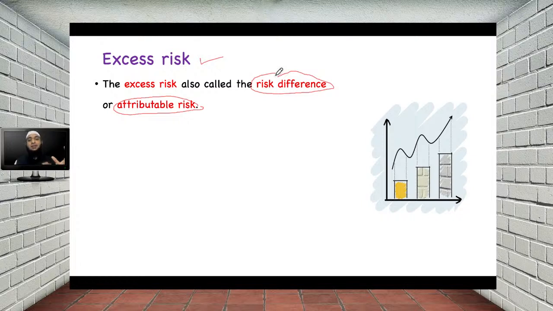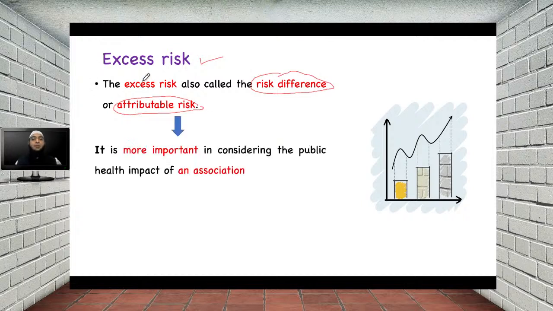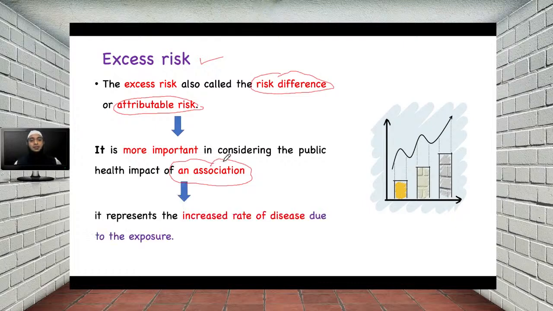Is there an increase in the risk with cigarette smoking? Is there an increase in the risk of the same disease with advanced age? If that is the case, the indicator that you are identifying is called the excess risk. Okay, so it is more important in considering the public health impact of an association. Association means the relationship between different factors that you are correlating. When you are doing this, it represents the increased rate of the disease due to the exposure. Okay, so now let's try to understand this.